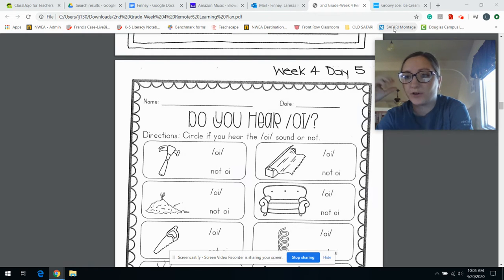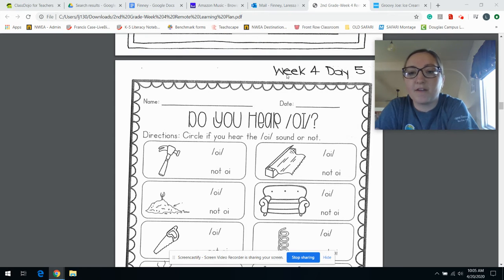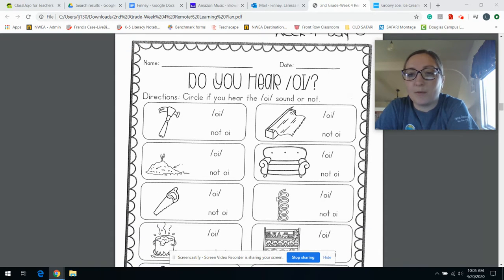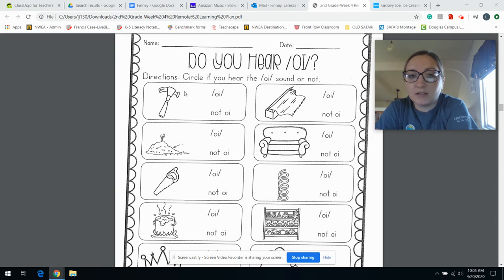I'm going to go over your learning targets for today and hopefully answer some questions and discuss what you're going to be doing today. So if you look at my screen right here, we are on our vocabulary, week 4, day 5. What you're going to be doing on this page is working on the vowel team OI. The OI makes oi. So you're going to look at the picture, the illustration, and then you're going to circle if you hear the OI sound or not.